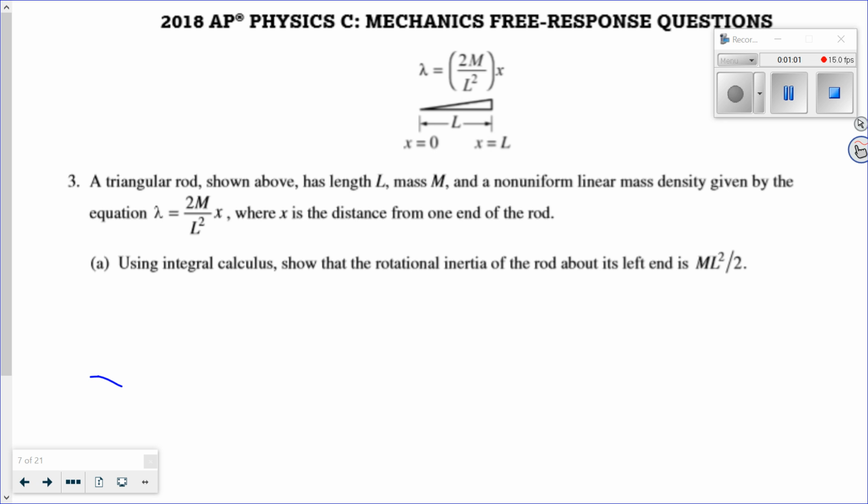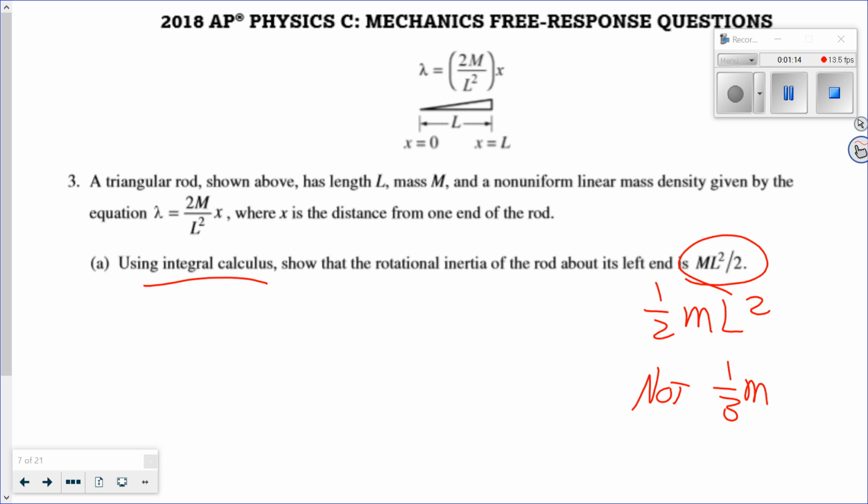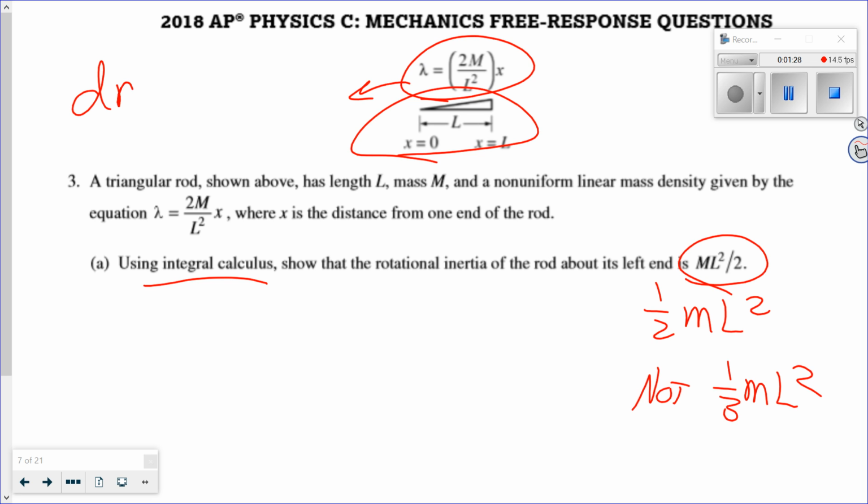Okay, using integral calculus, so I have to write an integral, show the rotational inertia of the rod is 1/2 ml squared, not what it normally is for a rod, which would be 1/3 ml squared. How's that possible? Well, it's weighted toward the end. It's really more like a wedge. Okay, and watch out. This lambda is its linear density, and what I have to point out is that dm for a uniform rod would just be capital M over capital L times dx, right? That means that dm is always just lambda dx.